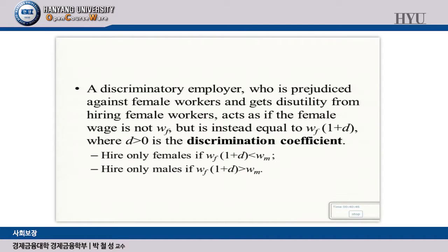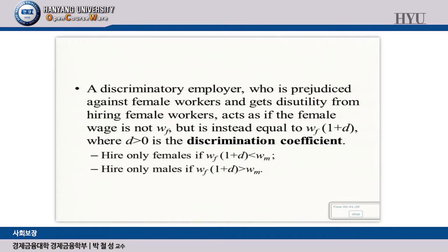We call that the discrimination coefficient. So that we use D. So even if this person actually pays WF in monetary terms, $10, he still pays $10 in terms of money, but feels like paying $12. Or some people may feel like paying $15, depending on this person's taste. That's D. So WF times 1 plus D is the wage this person feels like paying. Okay?